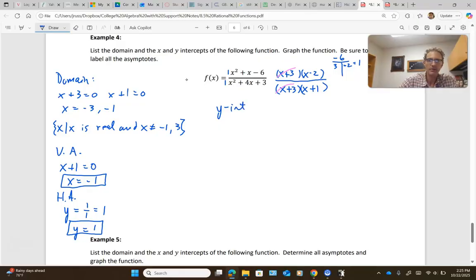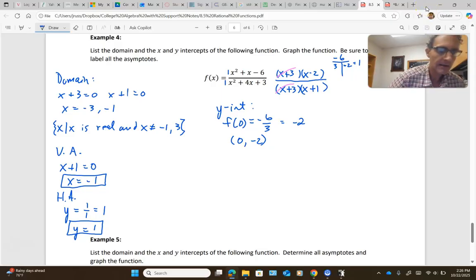The y-intercept just comes from finding f of 0. So typically a lot of these terms are going to cancel, right? All these x terms will just turn into zeros. And so we'll be left with a -6 over 3, which is equal to, whoops, I got a little ahead of myself. That is -6 over 3, but that's actually equal to -2. So the y-intercept is the point (0, -2).